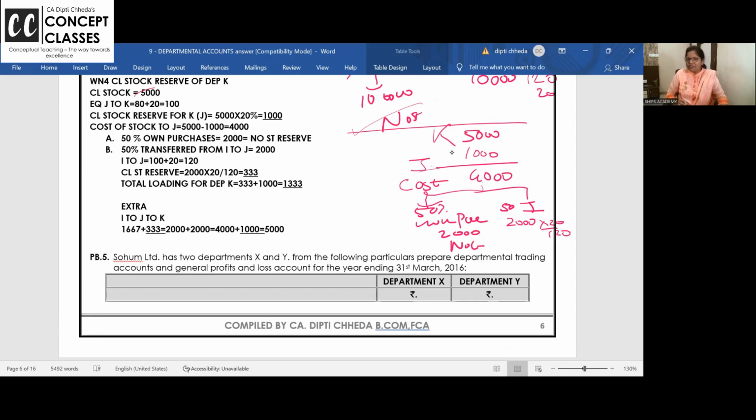Please be honest. If you are not following anything, you can unmute and ask. Some of you may be feeling, ma'am, कुछ ज़्यादा ही slow पढ़ा रही है. Problem तो हमको अच्छे से आता है. We need to consider everyone.